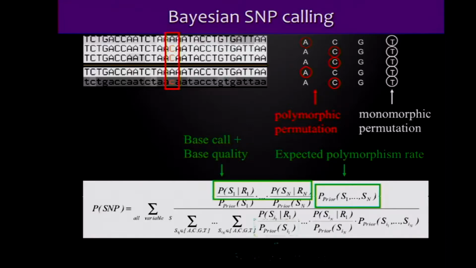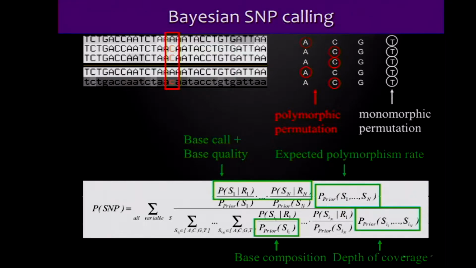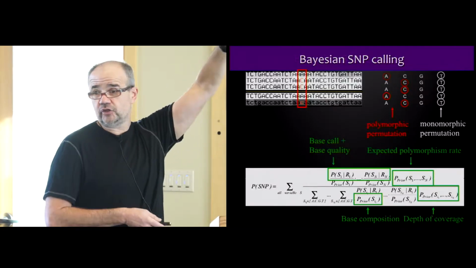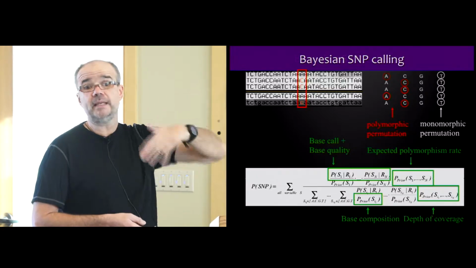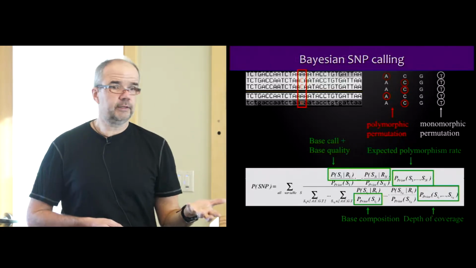And then also base composition, I don't want to talk about that, that's not important, but the depth of coverage. So if I see 1 A versus 1 C, I'm probably less confident than if I have 20 observations of the A allele and 20 observations of the C allele, right? So how many observations we see also plays a huge role.